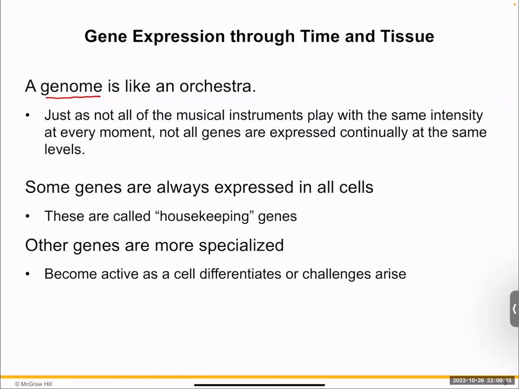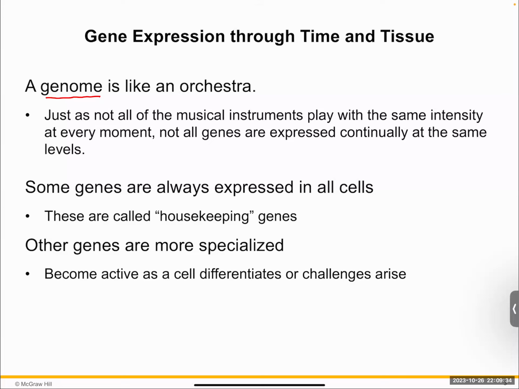So not every gene is expressed at every second of every day for that cell's life. And the amount of gene expression, or basically the amount of protein that you create from the gene, is also not always the same.